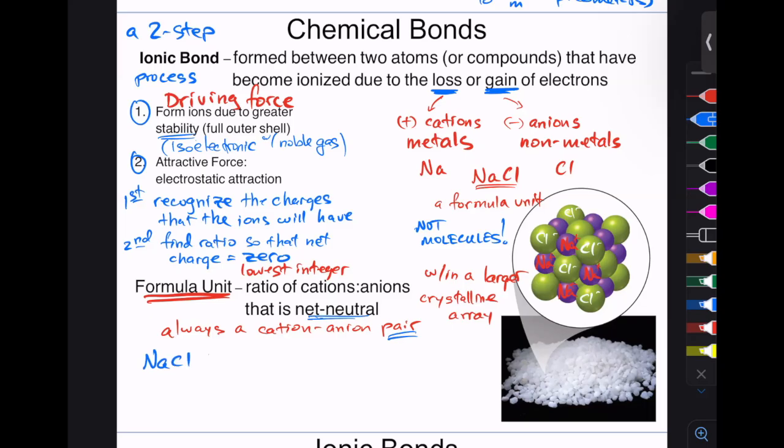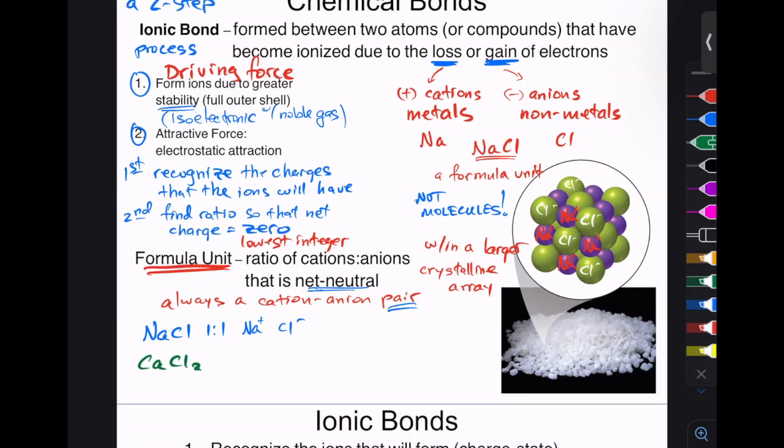All right, so we know what that pairing looks like for sodium chloride, NaCl. We know that there's a 1-to-1 ratio of sodium cations and chloride anions. But there's all sorts of other ionic compounds out there that you'll see. Like here's one, calcium chloride. When I write calcium chloride properly, that tells me that the ratio is 1-to-2. There's one calcium cation for every 2 chloride anions.